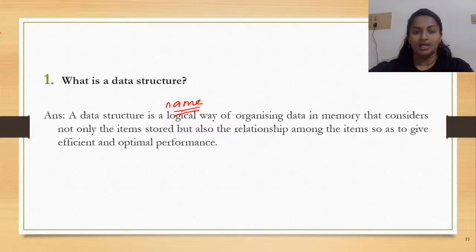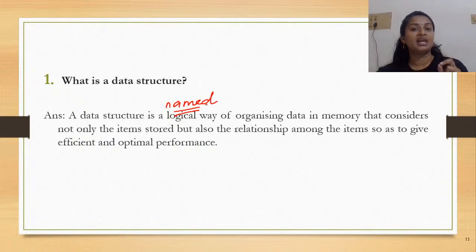So yes, back to our question. What is data structure? As I told you, it is a named group, and how is the group arranged? You have a logical way of arranging the data. So it is actually a group of data, not just a single data item or an element. And it is a named unit. So there is actually a name associated with the data structure.